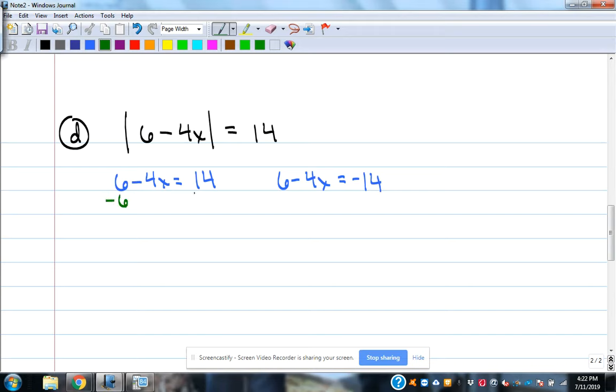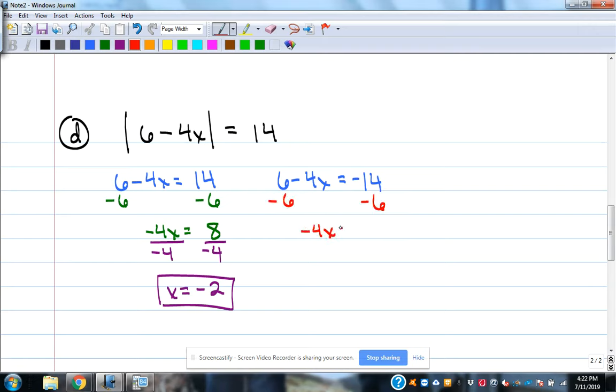So I'm going to subtract 6. Negative 4x is equal to 8. And then divide by negative 4, which would be negative 2. 6 plus 8 would be 14, and that's right. And then let's do the other one. Subtract 6 again. Negative 4x, and that's going to be negative 20. And then divide by negative 4. That's going to be positive 5.